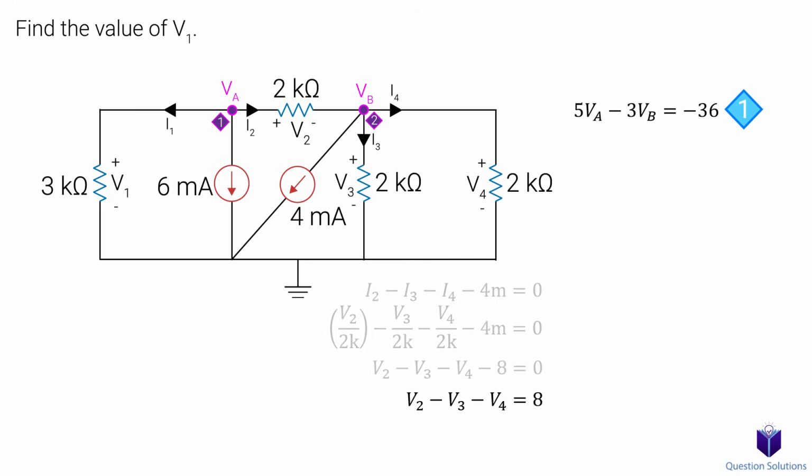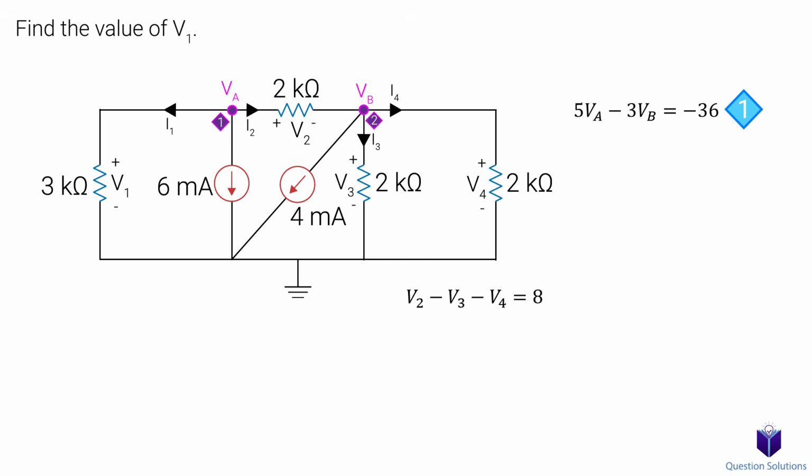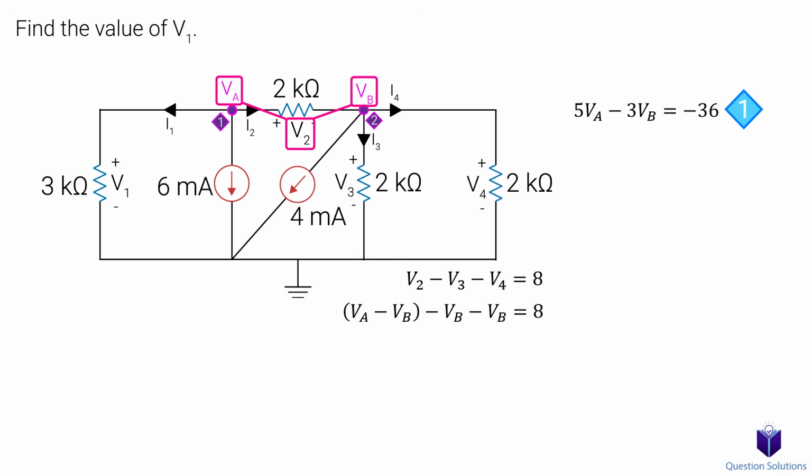The next step is to write all of these voltages in terms of node voltages. So V2 is the same as before, VA minus VB. Nothing changes because the current is still traveling from VA to VB. V3 is just node voltage B minus 0, but we aren't going to write minus 0 anymore, and the same is true for V4. It's also just the node voltage at B. Let's simplify this equation. This is our second equation.